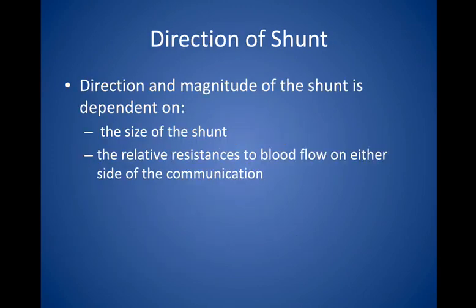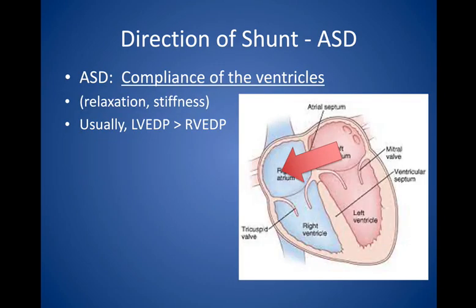So the direction of the shunt, as well as the magnitude, is dependent on a couple of things. The two big things are the size of the shunt, as well as the relative resistances to the blood flow on either side of the communication. And we'll review how that impacts it when we talk about ASD versus a VSD.